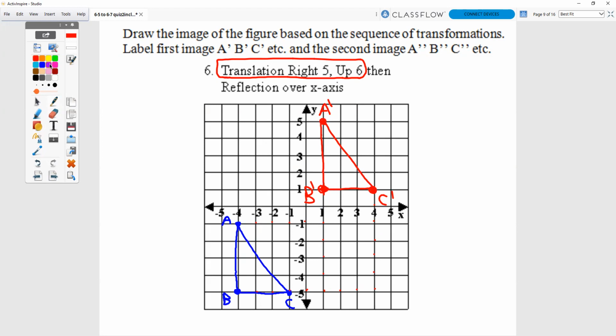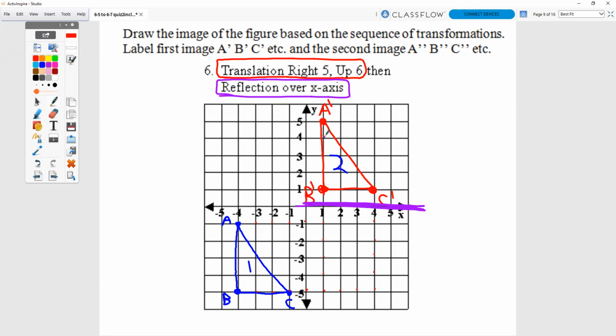Our last thing that we need to do now is a reflection over the x-axis. We already used this picture. Then we went to this picture. Well, we're going to use the second picture to do this third picture. So now we're using the red one. We're doing a reflection over the x-axis. We're done with that original picture. So we're going to use this red picture and do a reflection over the x-axis. We're going to use triangle number 2 to draw triangle number 3.